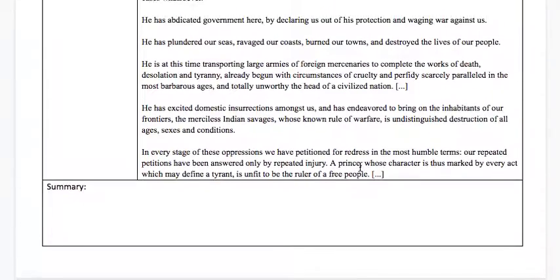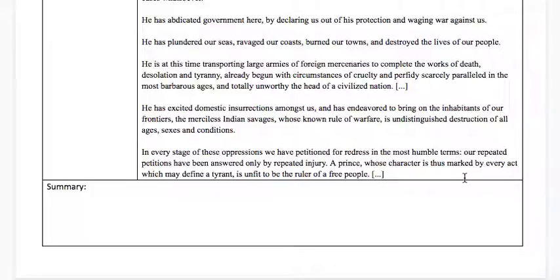All right, so let's hop down to the very, very bottom. In every stage of these oppressions, we have petitioned for redress in the most humble terms. So let's go ahead and circle petition for redress, and let's paraphrase up here wherever you've got space. Tried to work it out. Our repeated petitions have been answered only by repeated injury. A prince, they're not even calling him a king anymore, shade, whose character is thus marked by every act which may define a tyrant, ooh, here we go, going for the jugular now, is unfit to be the ruler of a free people. Okay, over here in all caps, let's put democracy.